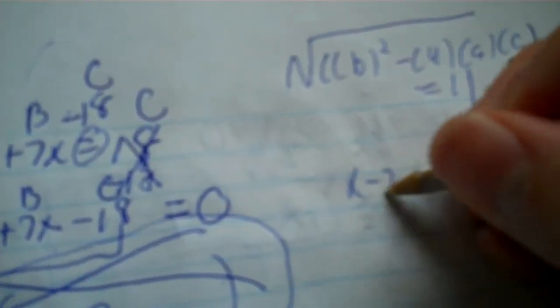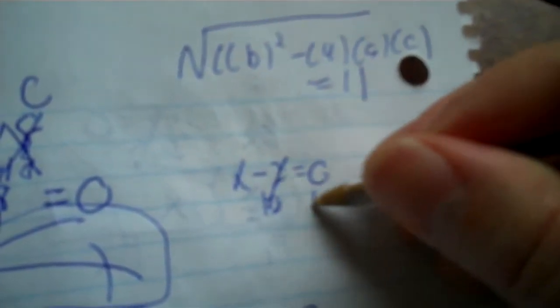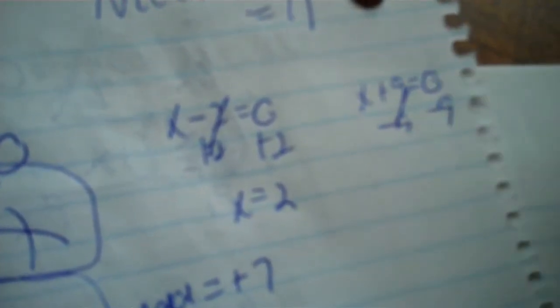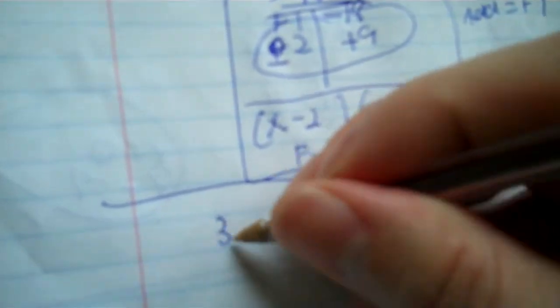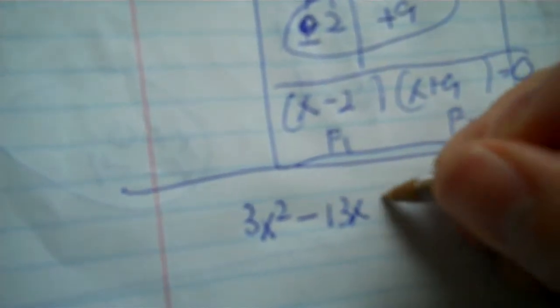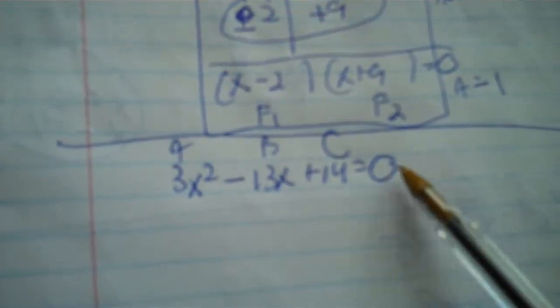So x minus 2 could equal 0, x plus 9 equals 0. So I add 2, I got 2, minus 9, I got negative 9, 2 and negative 9. Okay, next one, we have 3x to the power of 2 minus 13x plus 14 equals 0. Okay, A, B, C. So I'm going to attack it the same way I did up here, but I don't need to line up the equation. We already have the 0, so we're good to go. We can go straight to the discriminant.